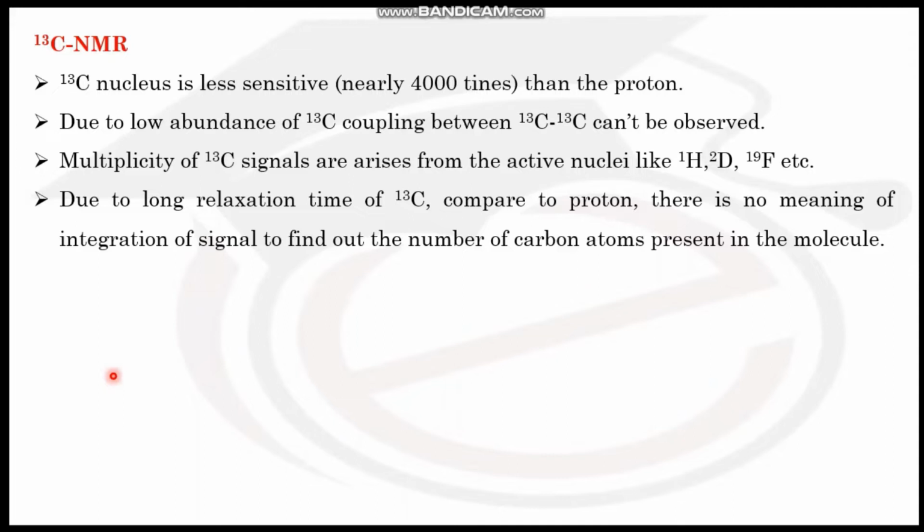In proton NMR, on integration we get the number of that type of hydrogen present. For example, consider ethanol, CH3, CH2, OH. In that, three types of hydrogens are there: CH3 hydrogen, CH2 hydrogen, and OH hydrogen. So these three will give 3 peaks, and we get 3 proton NMR signals. While integrating the graph, we get 3 hydrogens, 2 hydrogens, 1 hydrogen. But in the case of carbon, it won't give the number of carbon atoms present in the molecule.